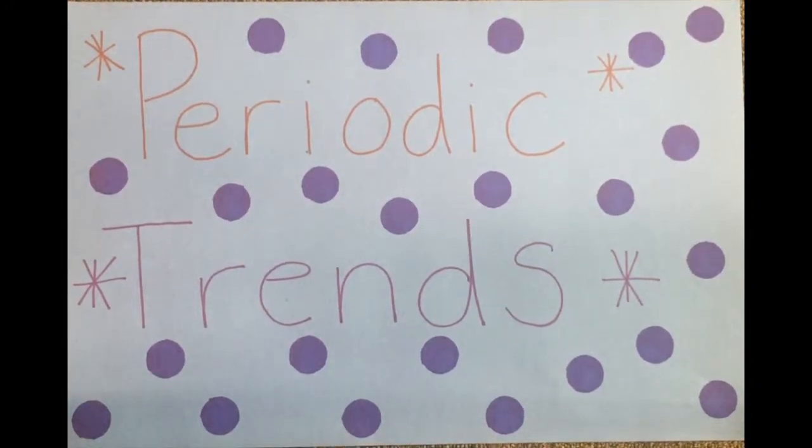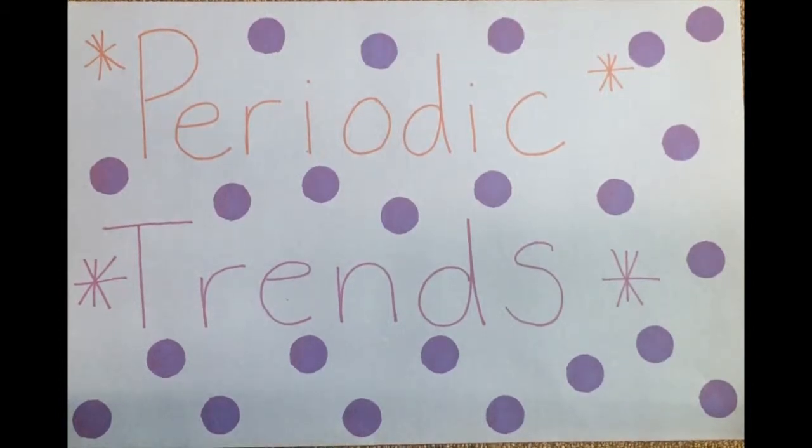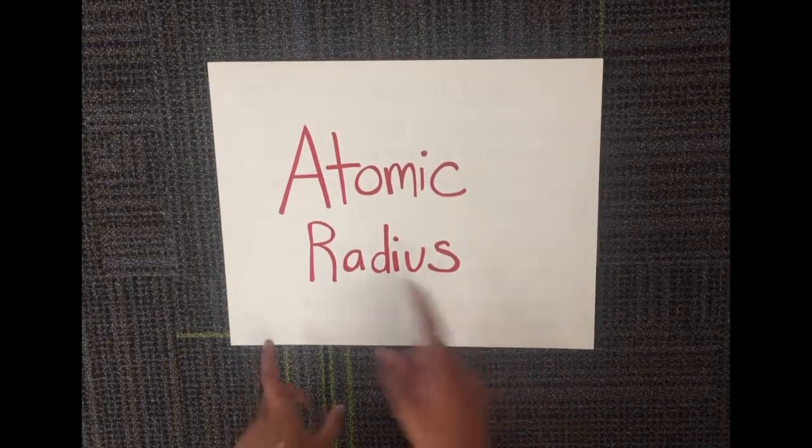Today we are going to talk about periodic trends. We will be focusing on the four main periodic trends, which are atomic radius, ionization energy, electronegativity, and ionic radius. So let's start with atomic radius.